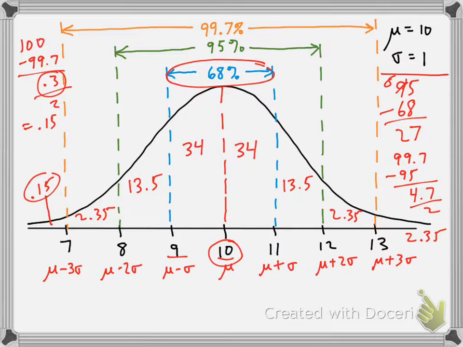And then also, let me erase some of this stuff. Where can I find an eraser? There we go. Then we can also recognize that 0.15% of the data is contained to the right of 3 standard deviations from the mean.